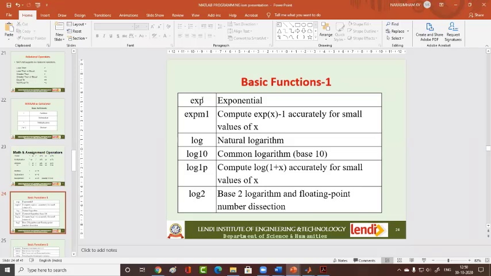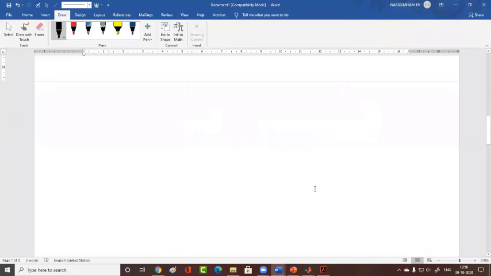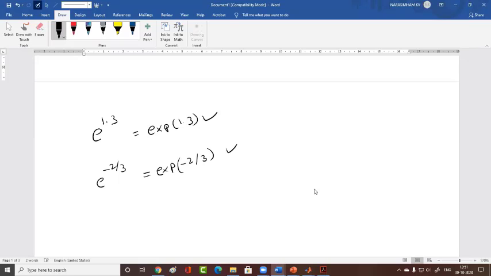So how to write the exponential function? What is meant by exponential function? Suppose you want to know the value of e power 1.3, very simple, use exp of 1.3, like in C programming. Suppose you want to know the value of e power minus 2 by 3, then how to write the expression? exp, inside brackets, minus 2 divided by 3. This is the exponential function.